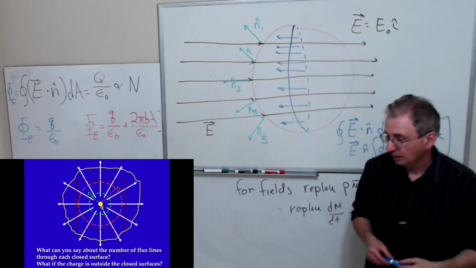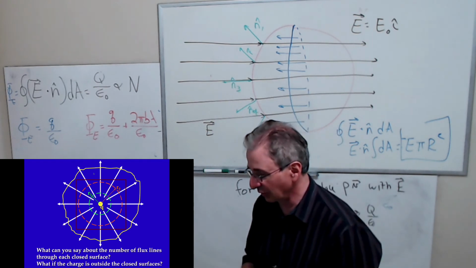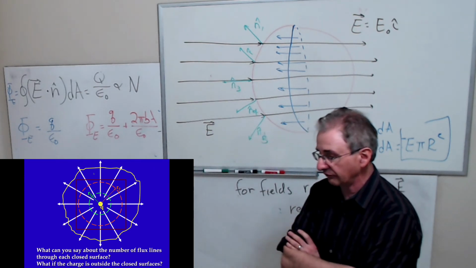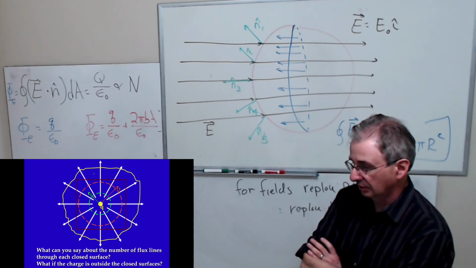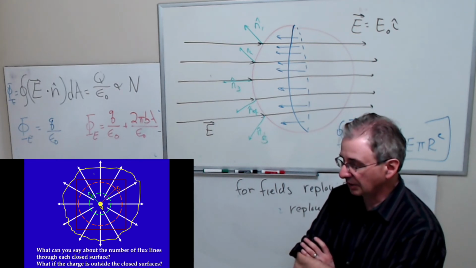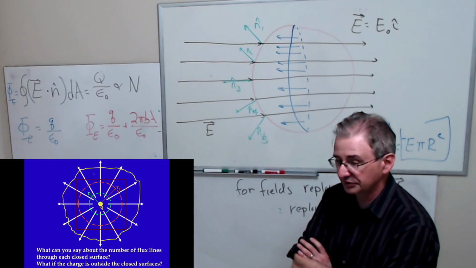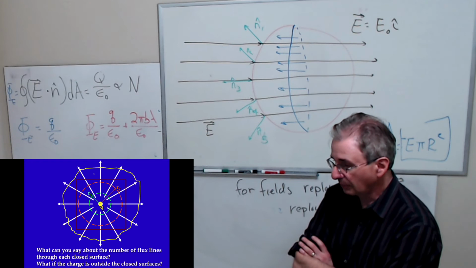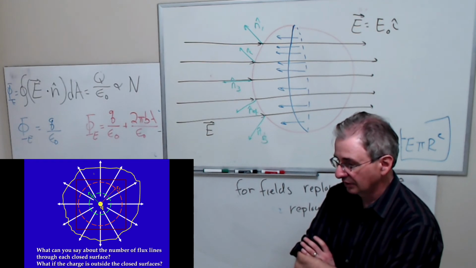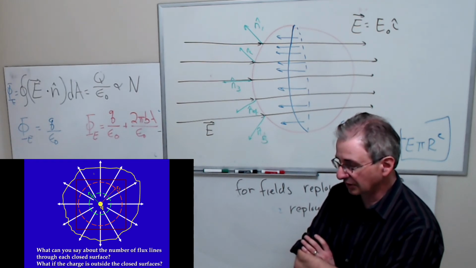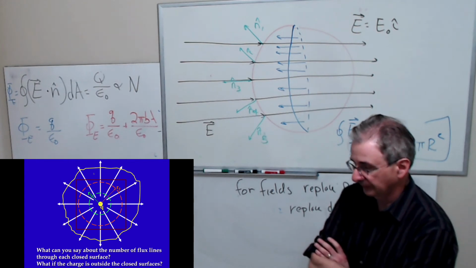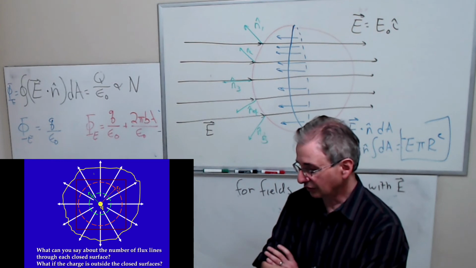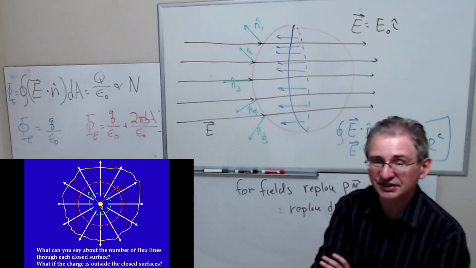Okay. What can you say? I'll just say one more thing and then I'll stop. What can you say about the number of flux lines through each surface? What can you say about the number of lines passing through each surface? No matter what the shape of the surface, the number of lines passing through the surface is the same. If you take the charge and put it outside the surface, then the total flux through any one of those surfaces is 0. Okay.